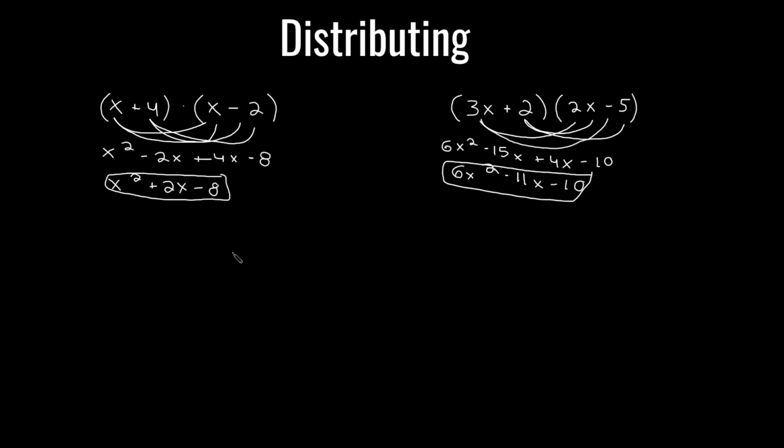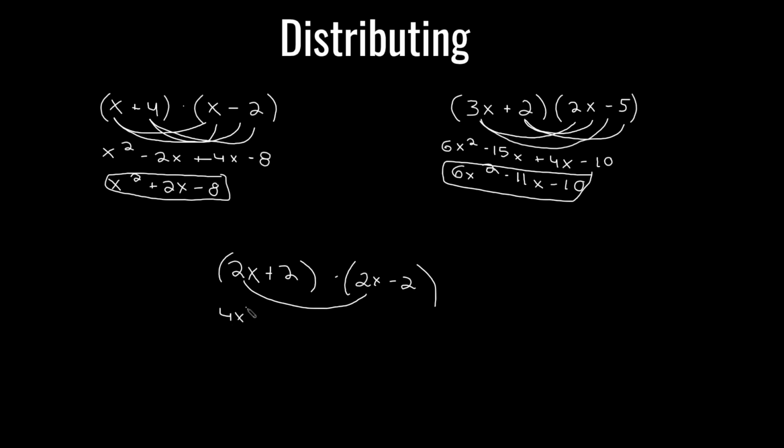Now, let me write out a problem that's a little bit different from the ones we just practiced. Let's say 2x plus 2 multiplied by 2x minus 2. And you'll immediately notice that the first term and coefficient in both of these parentheses are the same, and the second terms have opposite signs. So let's multiply it out to see what's special about it.